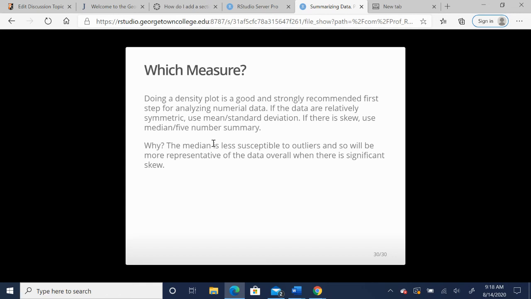So if we have skew there, then we're going to rely on the median and the 5-number summary, or the IQR, because median is the middle value no matter how high the high or how low the low is. Medians are not influenced by extreme values. So that's why when there's skew, we're going to rely more on this description of center than we would on the mean. Just like we said, the median is less susceptible to outliers, and so it's going to be more representative of the data overall when there is significant skew.